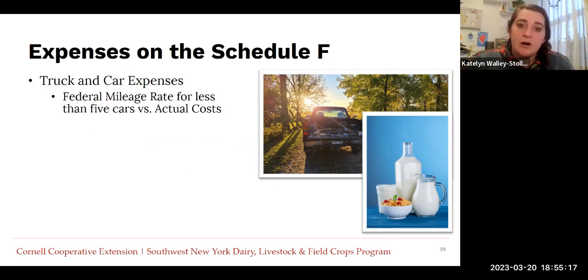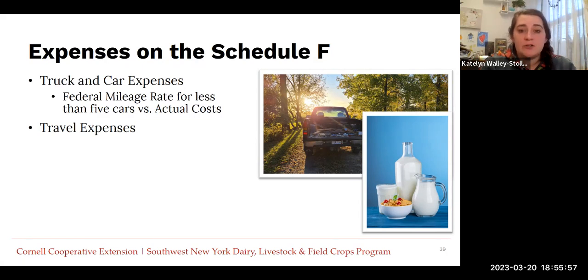If you use the actual cost, then you keep track of all of the gas, tires, oil, repairs associated with that personal vehicle, and then you allocate a portion of it as a farm expense. Most of the time, because we're farmers, so we figure out a way to fix most things, charging mileage tends to be more advantageous for farms. So keep a mileage log in your vehicles and track the miles that you do for farm business purposes, and you can claim that on your taxes.